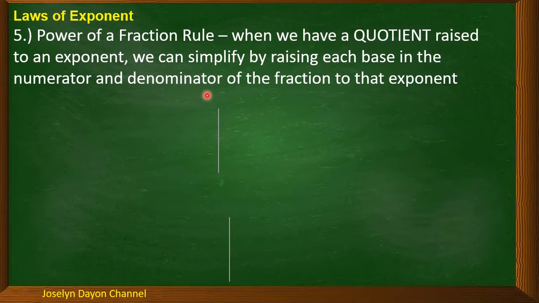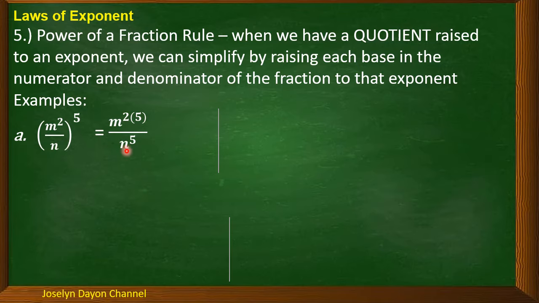Now let's have the next law of exponent, the power of a fraction rule. When we have a quotient raised to an exponent, we can simplify by raising each base in the numerator and denominator of the fraction to that exponent. Say we have an example, the quantity of m squared over n, raised to the power of 5. In here, we're going to raise both the numerator and the denominator to the power of 5. So we have m squared to the power of 5. On our denominator part, we have here n to the power of 5. Then we have to simplify further.